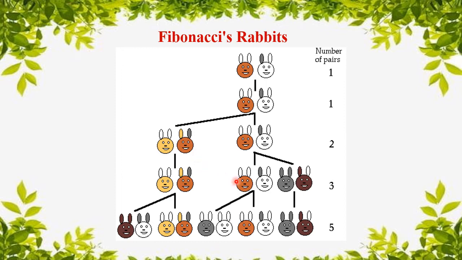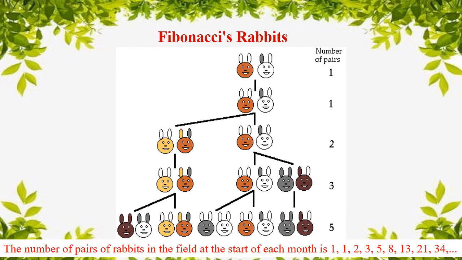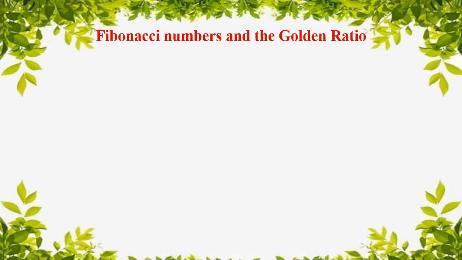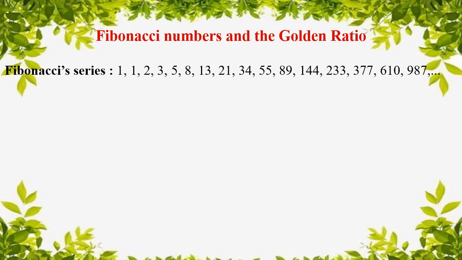At the end of the third month, the original female produces a second pair, making three pairs in all in the field. At the end of the fourth month, the original female has produced yet another new pair. The female born 2 months ago produces her first pair also, making 5 pairs. So the number of pairs of rabbits in the field at the start of each month is 1, 1, 2, 3, 5, 8, 13, 21, 34 like this.